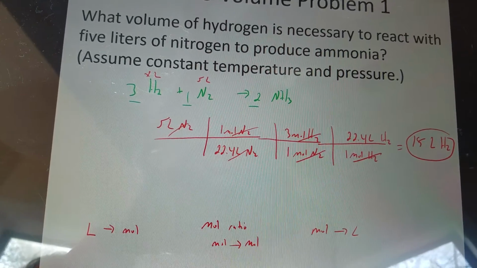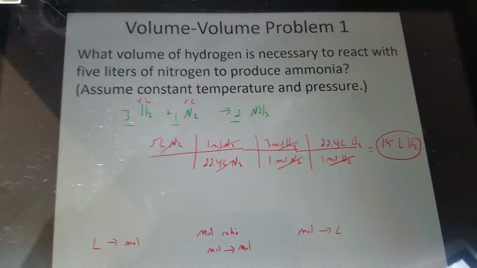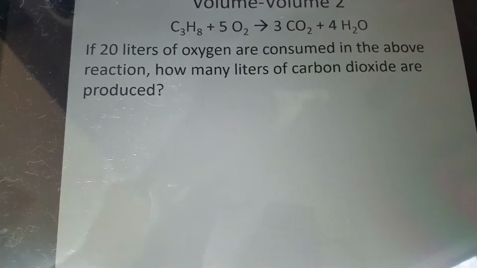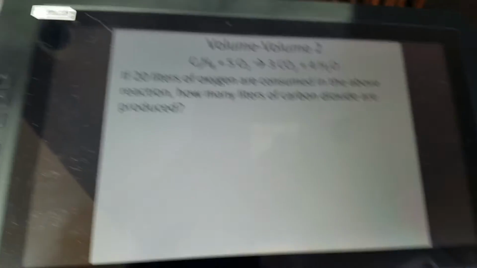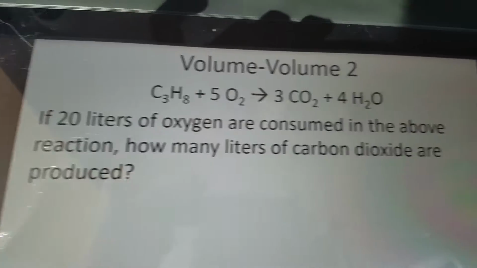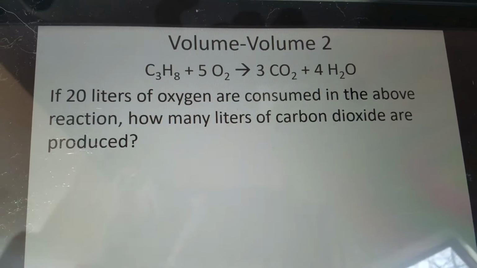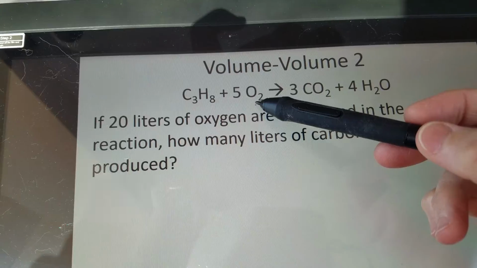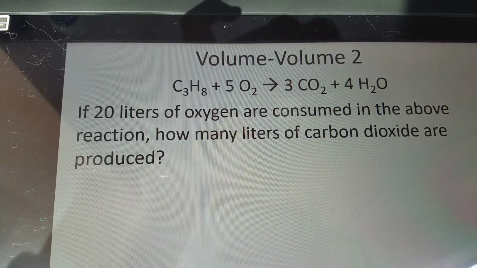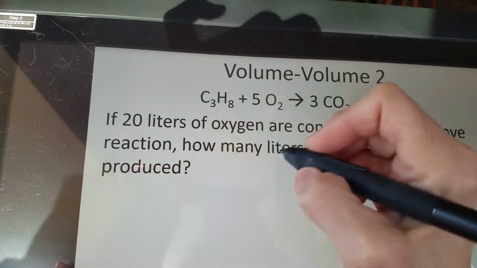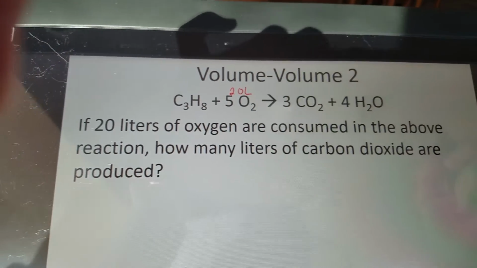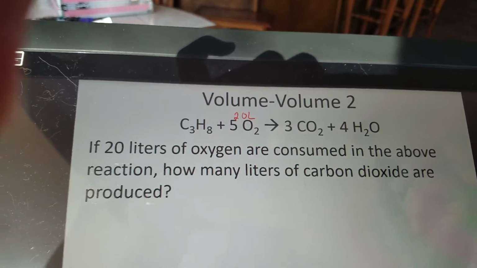So let's look at one more volume problem. There it is. All right, so here's our equation. It's already balanced. If you look at this equation, you should recognize this as a combustion reaction. So we have an organic compound reacting with oxygen to produce carbon dioxide and water. It just happens to already be balanced. It tells us that we have 20 liters of oxygen, and it asks how many liters of carbon dioxide are produced.